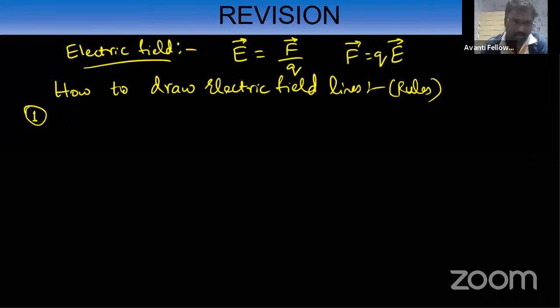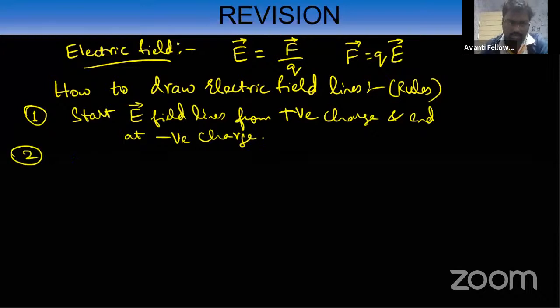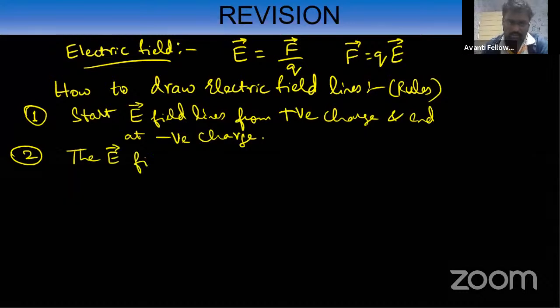Yes, correct. So we start the electric field lines from a positive charge and end at a negative charge. Second rule was the electric field lines never cross each other. Then what was the third rule?